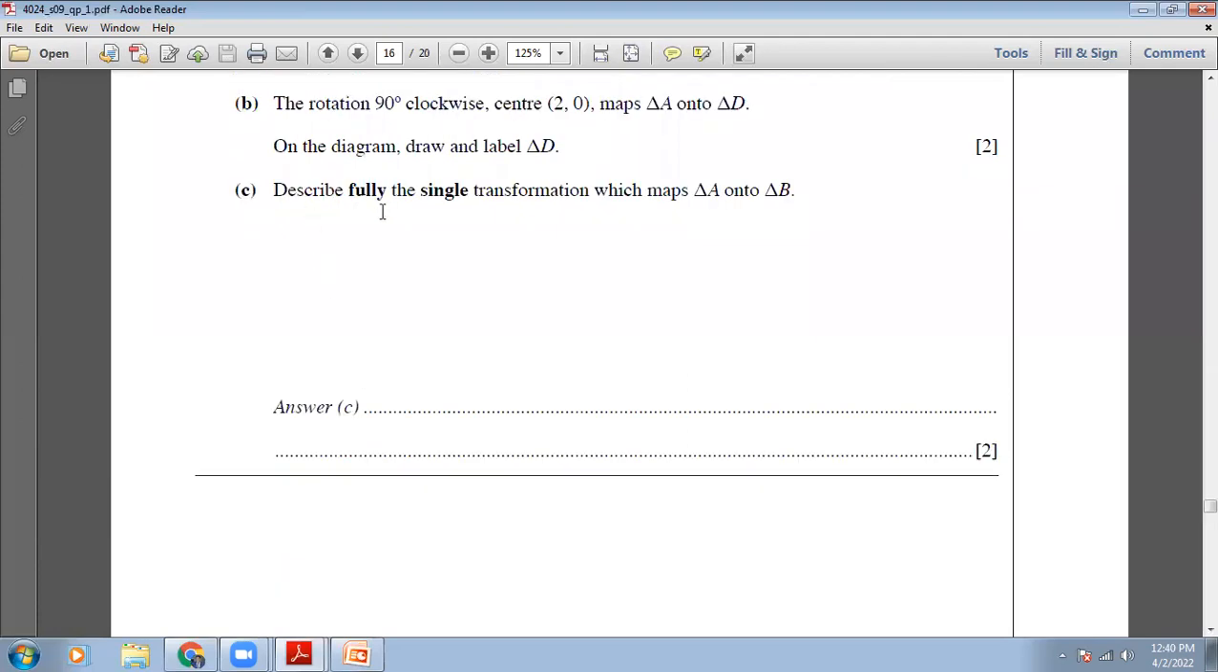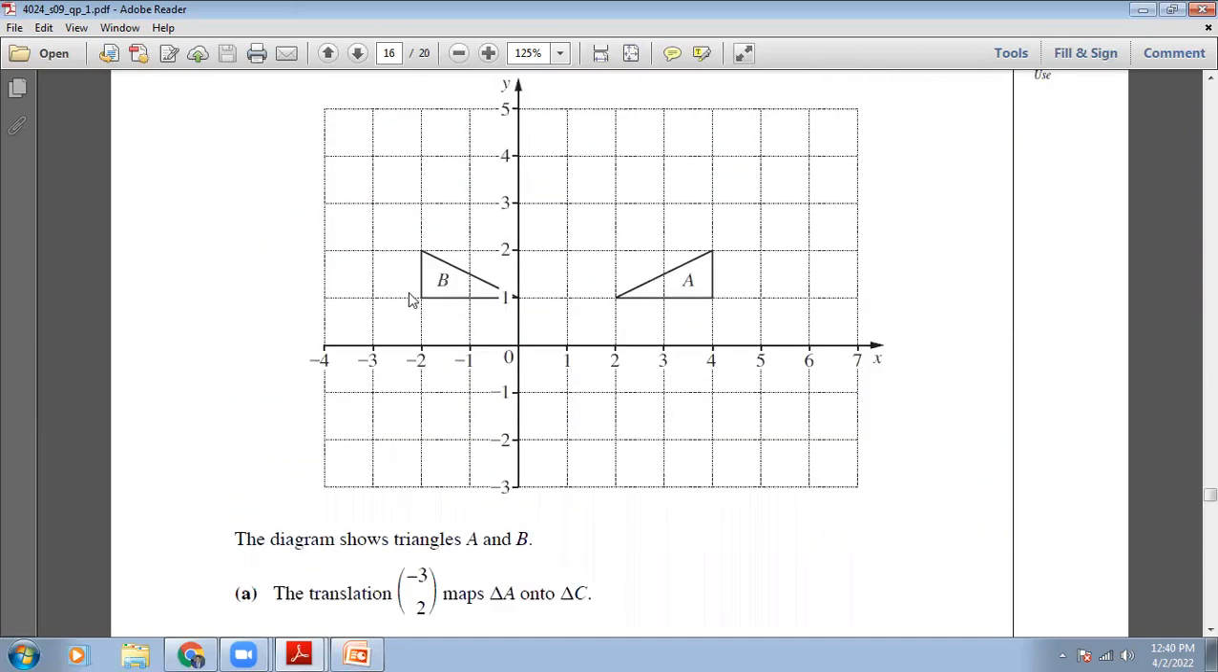Then he says, describe fully the single transformation which maps the triangle A onto triangle B. If you take a set square and you try to check whether this is a rotation or a reflection, you will find that it's a reflection, because when you rotate, this figure's 90-degree will not match here. When it rotates, the shape will not be in this orientation. So it looks like a reflection.